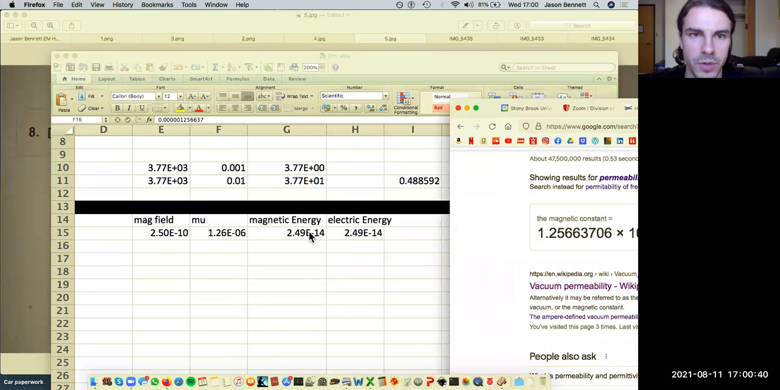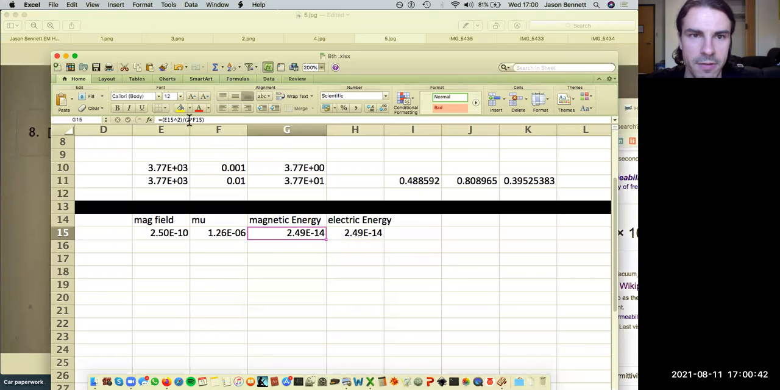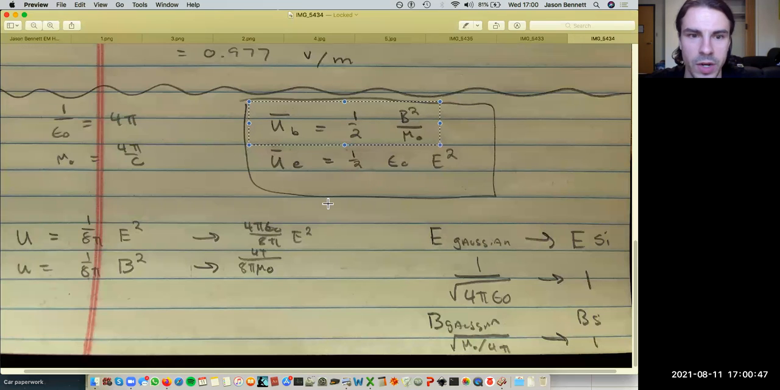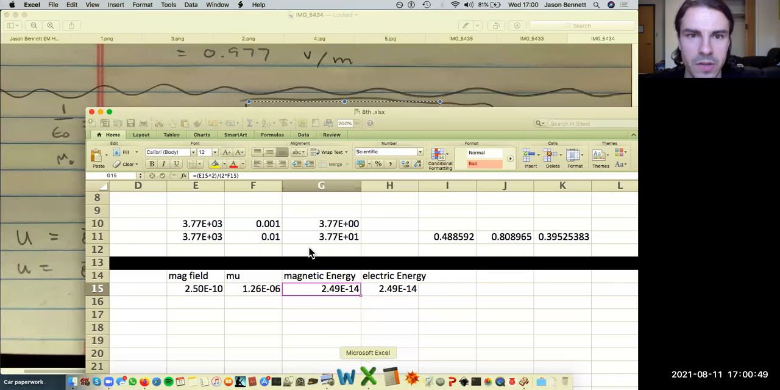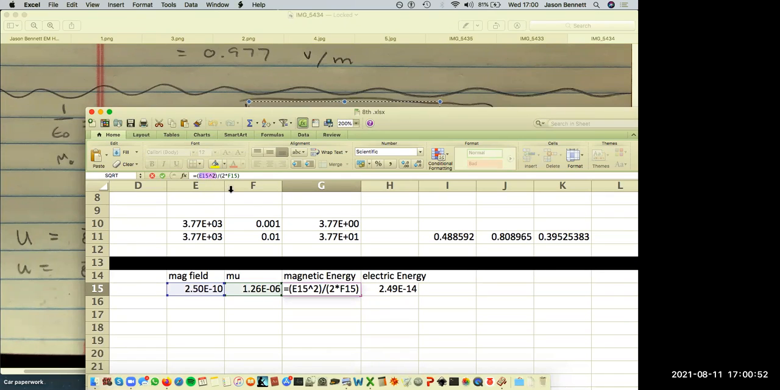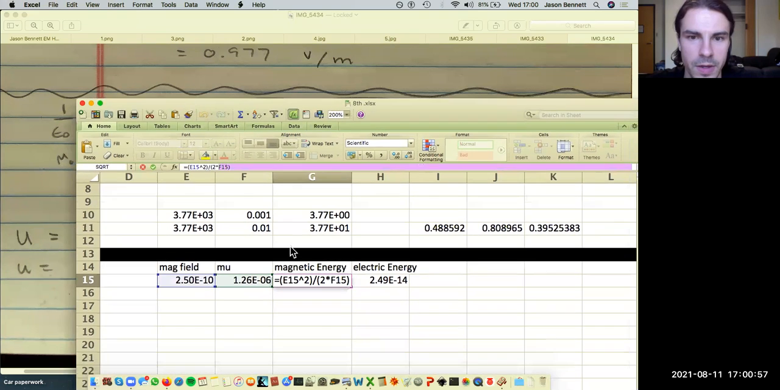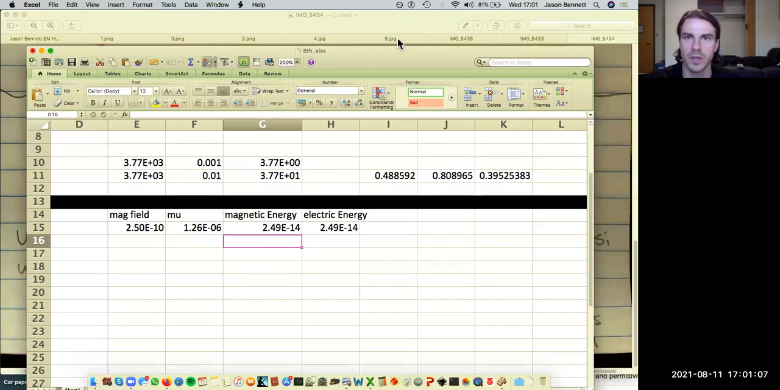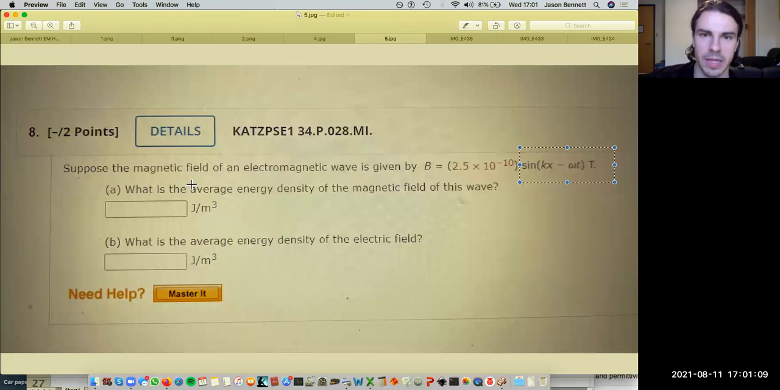Yeah, so here I'm just doing 1/2 B squared over the permeability. And then I get 2.49 times 10 to the negative 14th for the magnetic field. And tricky enough, the answer to B is identical.